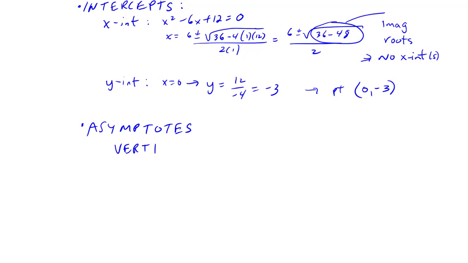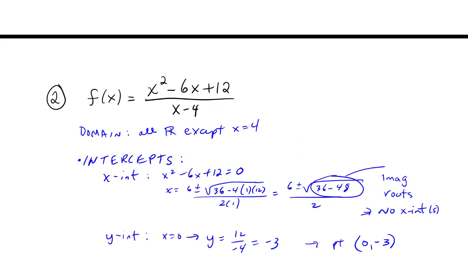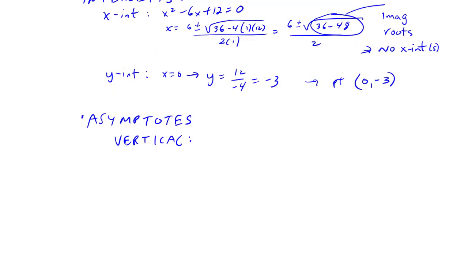Vertical asymptotes. So let's look back at our function here. Obviously we have a place where the denominator is 0 and the numerator is not. So that's what we're getting. That's what x equals 4 was. Horizontal: to do my limits at infinity and negative infinity.